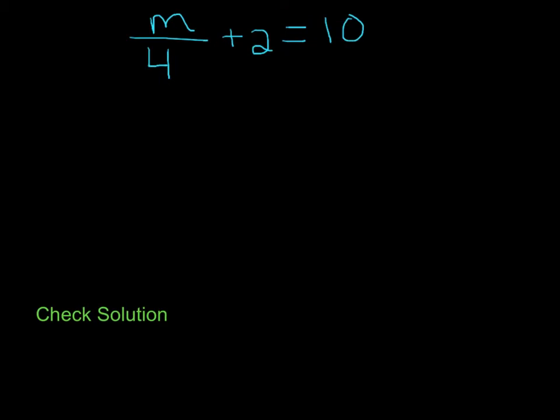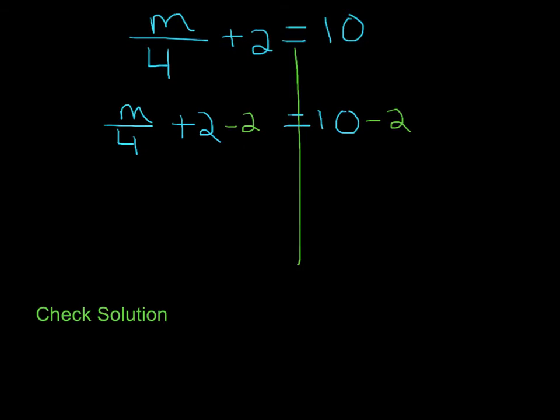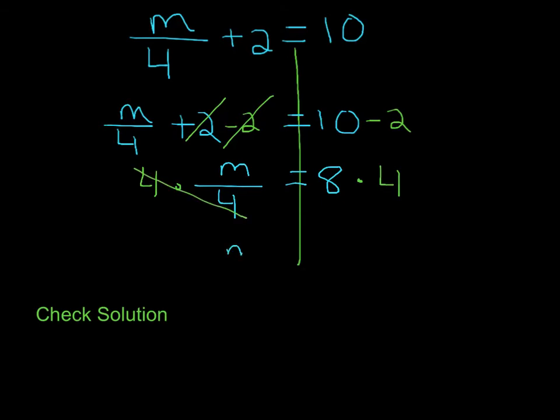Example number 2, m divided by 4 plus 2 equals 10. So let's undo the addition of 2 by subtracting 2 on both sides. The 2's cancel out on the left side, and it leaves you with 8 on the right side, m over 4 on the left. So now that's m divided by 4, and the opposite of division is multiplication. So we're going to multiply both sides by 4. Cancels out the denominator, so m equals 32.